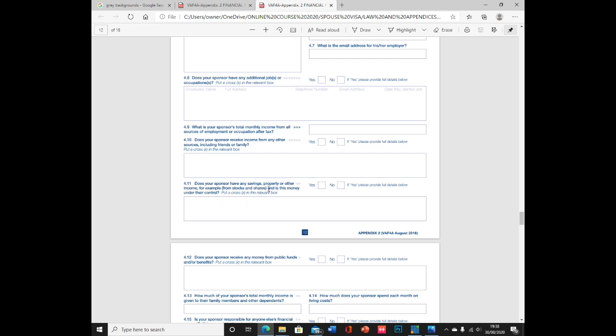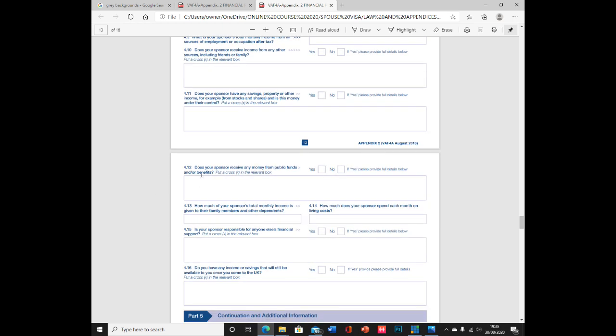Does your sponsor have any savings, property or any other income? Tell them if your sponsor is receiving any shares or stocks. Does your sponsor receive any income from public funds or benefits? Sometimes people are receiving, let's suppose, £57 for PIP, but they are also receiving some other income support from DWP. If this is the case, you will need to mention it here, and also you need to enclose extra documents in this category.